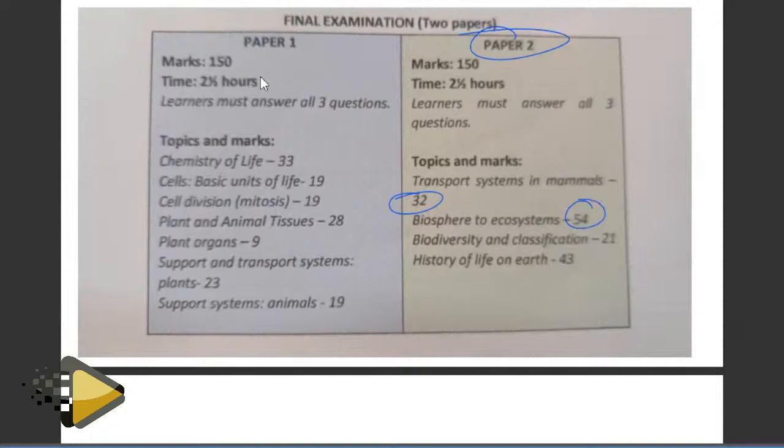Then biodiversity and classification. Biodiversity and classification is 21 marks, so it's not that difficult to get the marks. And then you have the history of life. Here, I'm going to show you the techniques we use when you're answering or asking questions concerning the history of life.